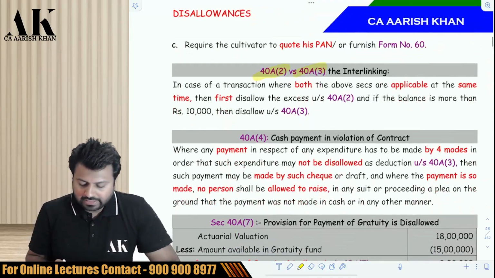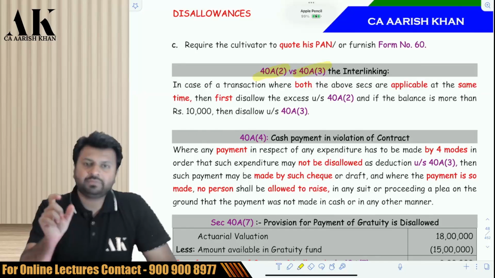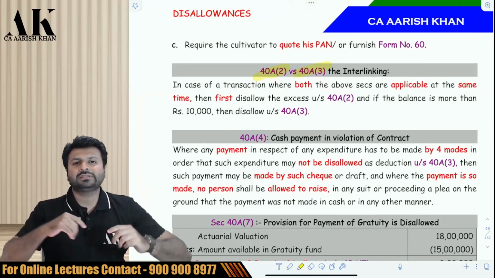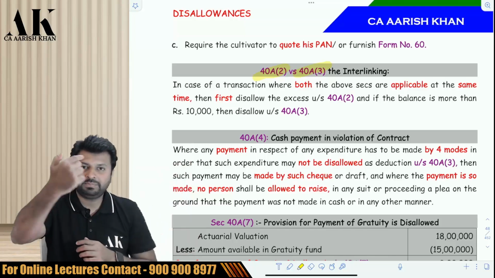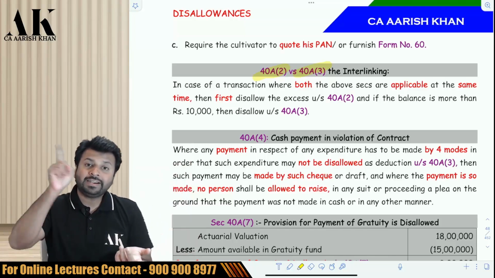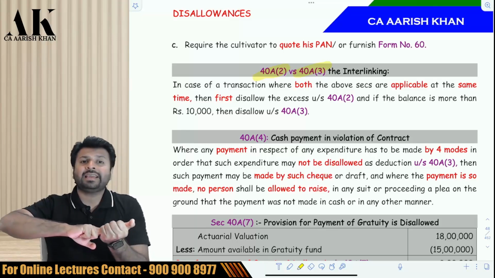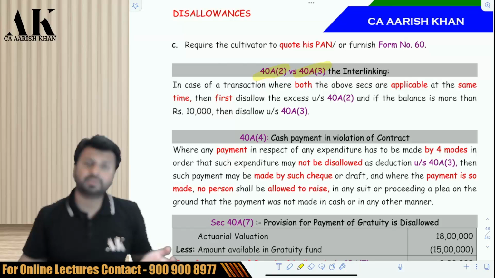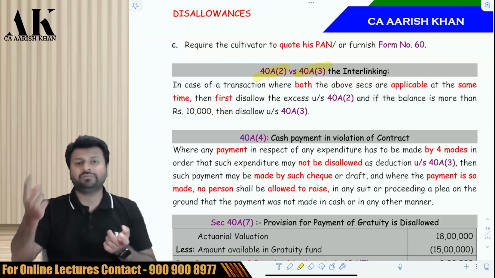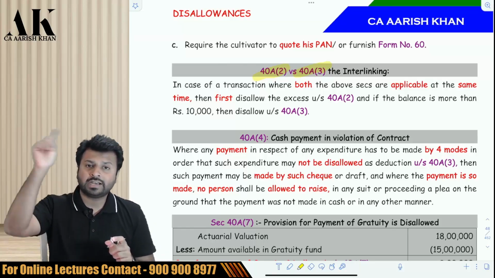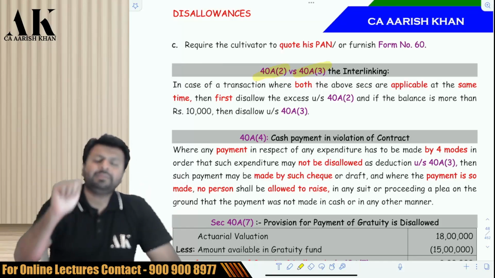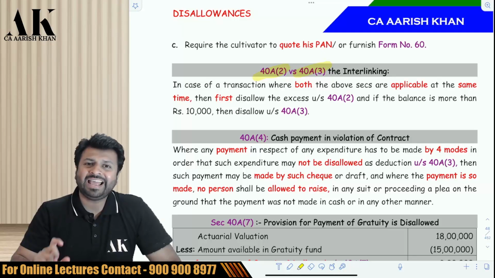Next one. Let us talk about one interlinking which can come in the exam between 48.2 and 48.3. What interlinking, sir? Suppose there is a related party to whom I am making some payment in cash. Then the question of 48.2 will arise, and the question of 48.3 will also arise, because the other party is a related party, therefore 48.2 will attract, and since I am making the payment in cash, 48.3 will also attract.